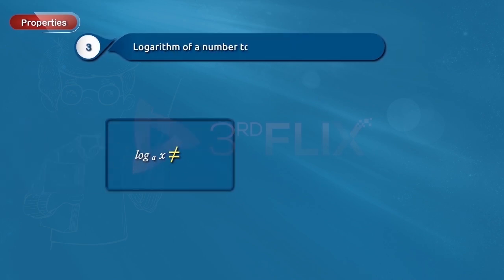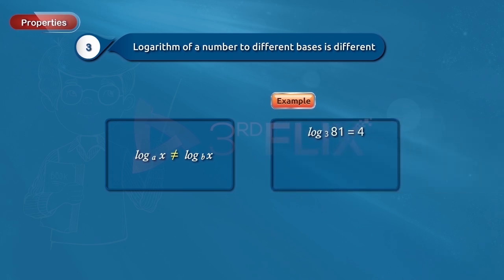Logarithm of a number to different bases is different. Examples: log 81 base 3 equals 4. Log 81 base 9 equals 2. Log 81 base 81 equals 1.